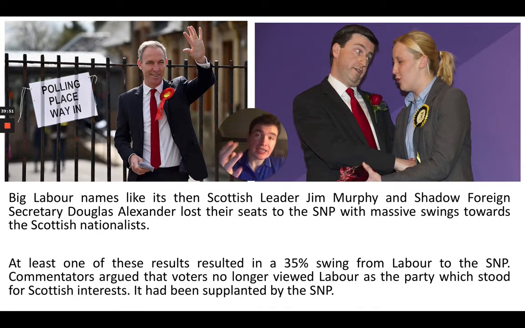And as you can see, back then the Scottish Labour leader, obviously at UK level it was Ed Miliband who led the party, but Jim Murphy lost his seat in the 2015 election in East Renfrewshire, and Douglas Alexander in Paisley and Renfrewshire South lost to Mhairi Black, who was the youngest MP elected in well over 100 years.